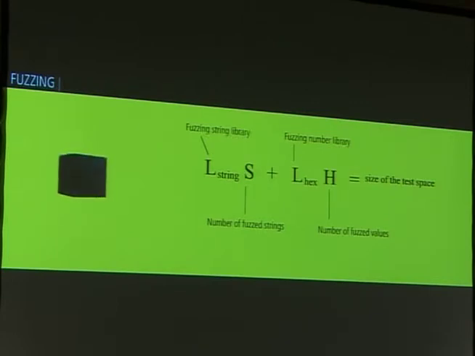In our example, it's quite simple because we have only one string to fuzz, but in most cases, you have a multiple choice of strings. Then you can add another space which corresponds to the number. Fuzzing number is quite important too. So this equation represents the size of the test space.